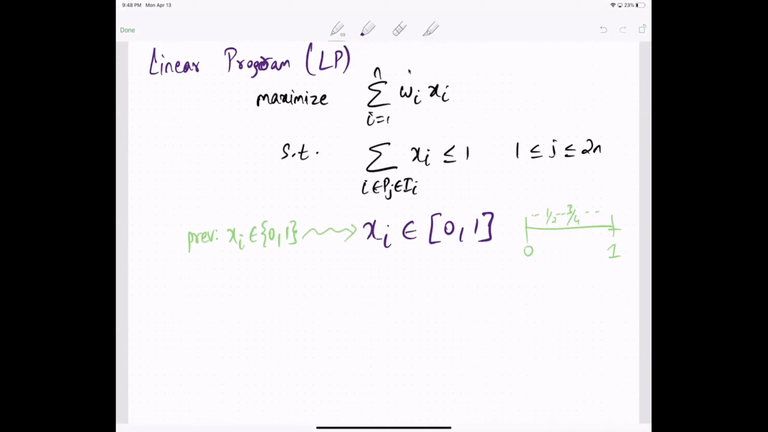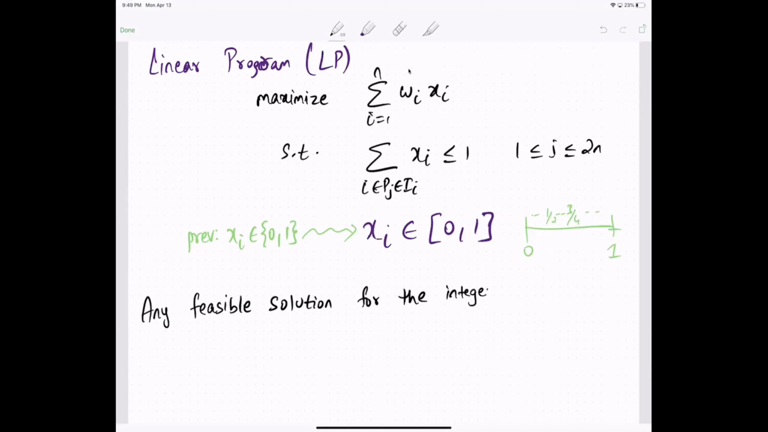So one thing to notice is that any feasible solution for the integer program will be a feasible solution for the linear program. Let me write that down. Any feasible solution, by feasible solution I mean a set of values given to xi's which satisfy the constraints. Right? So if I set xi equal to 2, that's not a feasible solution because it doesn't satisfy the constraints.